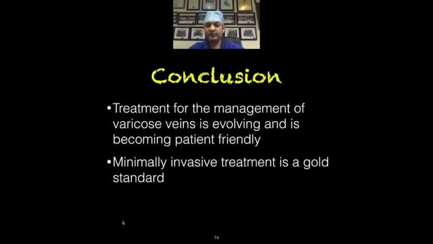So in conclusion, treatment for the management of varicose veins is evolving, becoming very patient friendly, and minimally invasive treatment is the gold standard for treatment of varicose veins. And I feel laser is one of the best techniques.